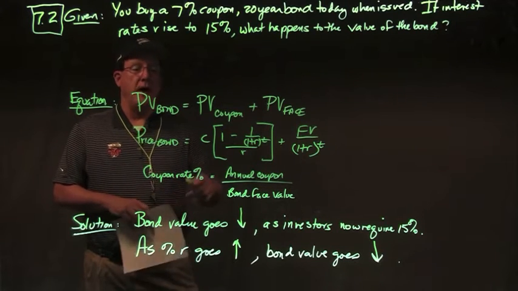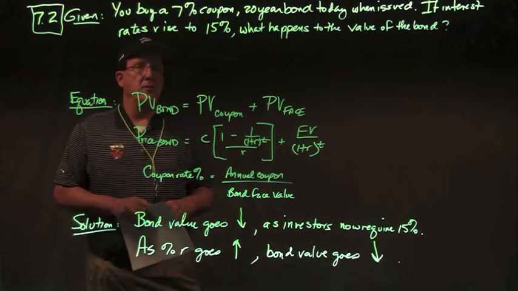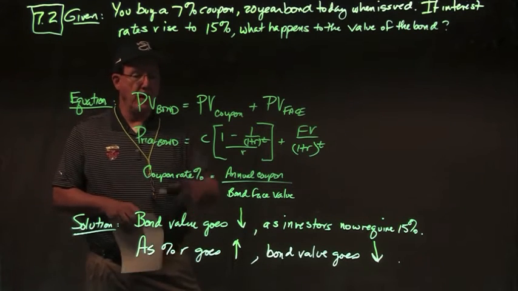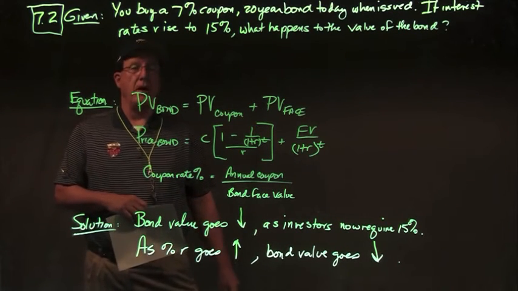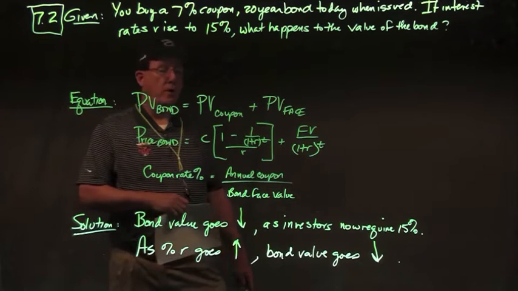If you want to, you can prove that by simply putting some numbers into this problem and seeing what happens to the price of the bond. It's all in the mathematics. That's the answer to 7.2.